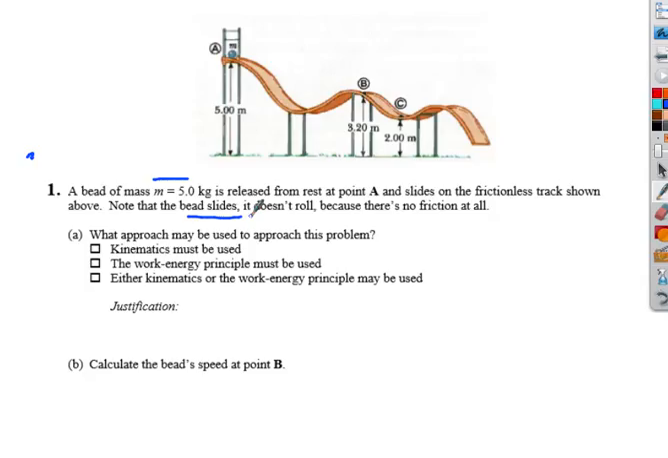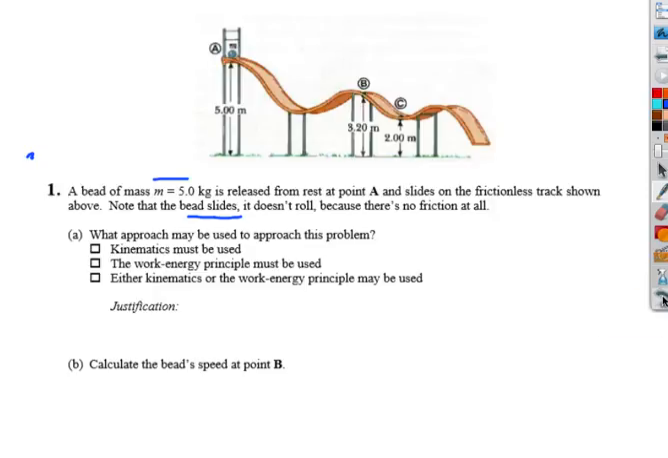So anyway, jumping right into it. What approach can be used for this particular problem? Can you use kinematics? Do you have to use kinematics? Is that the only way you can do this problem? That means I have to use one of the kinematic equations. I need to know x, t, a, v final, v naught. Do I only use the work energy principle? Or can I use both? Can I use either one? It doesn't really matter.